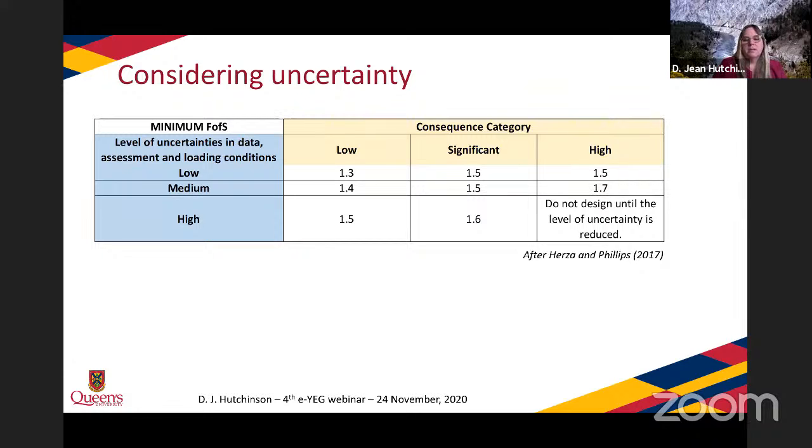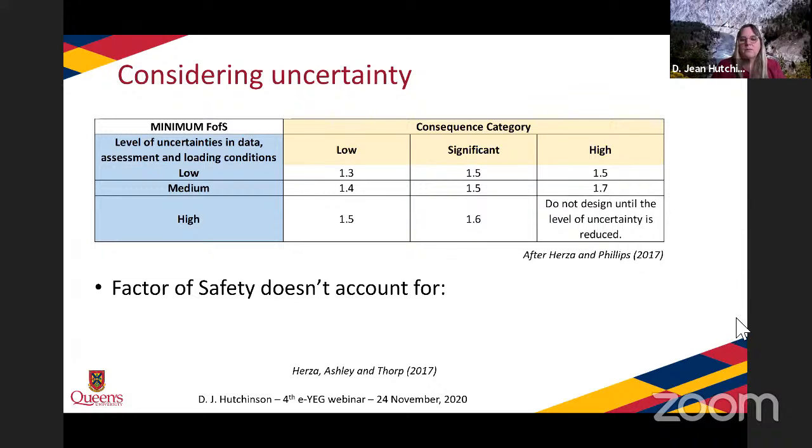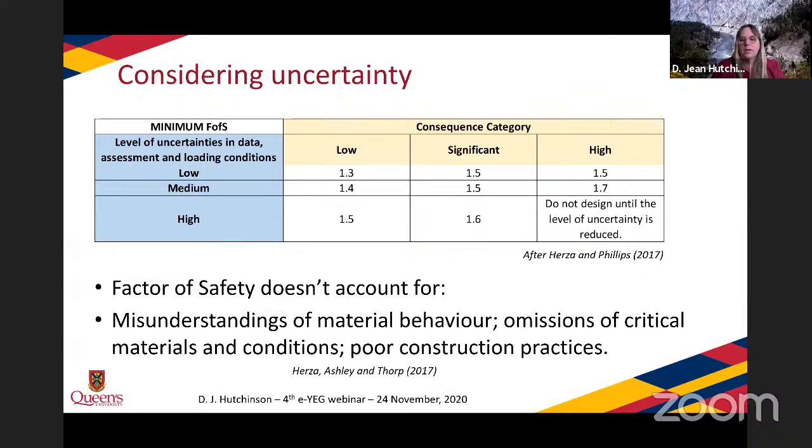I think it's interesting to note the range of factors of safety when you go from a low level of uncertainty and low consequence to high and high. Their note is that when you get to a high consequence and a high level of uncertainty, you should not do any design until the level of uncertainty is reduced. The factor of safety also doesn't account for misunderstandings of material behavior, omissions of critical materials and conditions, and poor construction practices. And as I hope you'll see as I go through this lecture, the way of dealing with risk is to try and understand some of these challenges.